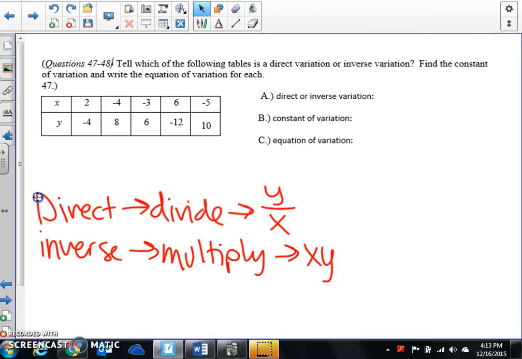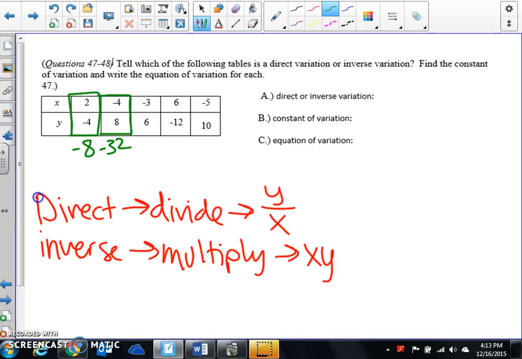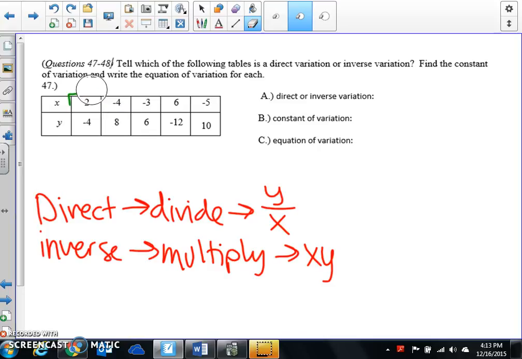That's your k. I personally think multiplying is easier. So 2 times negative 4 is negative 8. 4 times negative 4 is negative 32. Those do not work. Therefore, it cannot be inverse. So it's not an inverse.